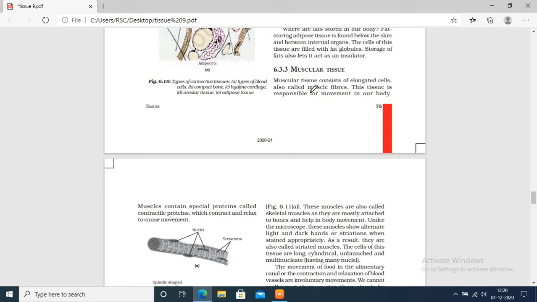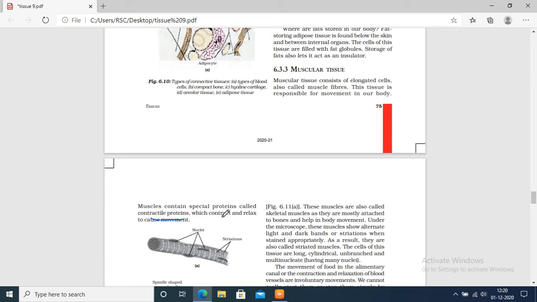And this muscular tissue is made up of a special type of protein. We call it a contractile protein. Okay, what is the function of this contractile protein? This contractile protein helps in the relaxation and contraction of the movement.